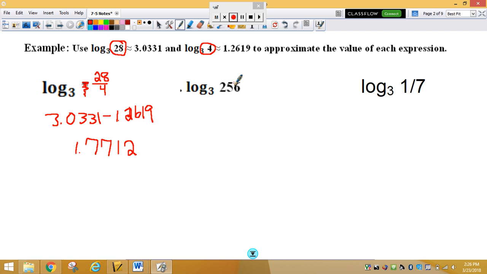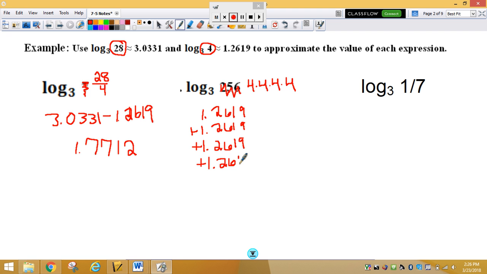To get to 256, this one's kind of hard. And if you're not sure, just start playing with the numbers. The way I figured this one out is I did 256 divided by 4, and then I divided by 4 again, and then I divided by 4 again, and I realized, hey, 256 is really 4 times 4 times 4 times 4. And I know log base 3 of 4 is 1.2619 plus 1.2619 plus 1.2619 plus 1.2619. And when you add all those together, you get 5.0476.